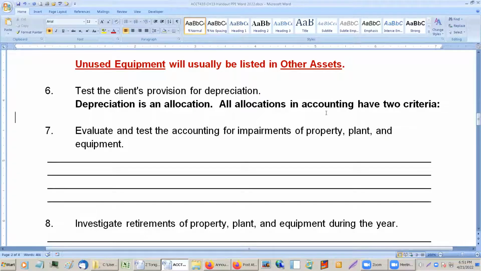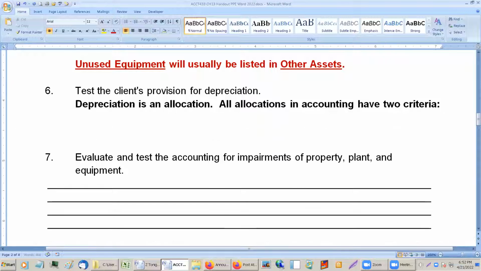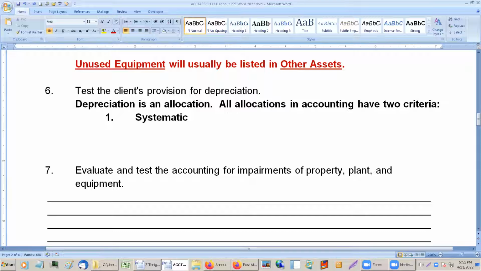The drill press might be more or less than that. Or, I guess it's in the realm of possibilities, it might be exactly that, but that's not really the point of it. The point of it is to allocate it. Inventory is an allocation. Yeah, so there's a lot of things that are allocations, and allocations have 2 criteria in accounting. They must be 1, systematic, and 2, rational.